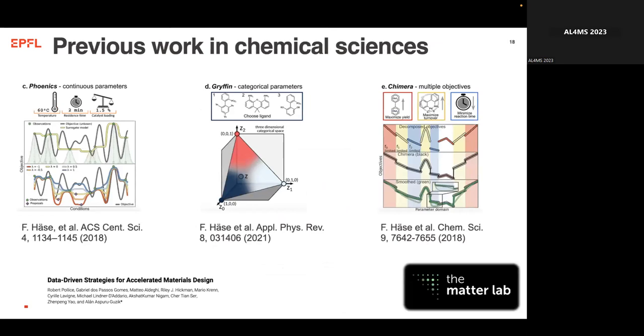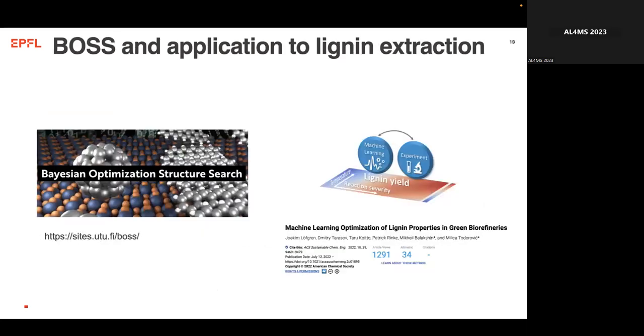In chemical science and chemical reactions, there is lots of previous work, and here I'm just highlighting a few from the Mather lab, where they looked specifically at continuous parameters like temperature, residence time and catalyst loading, or other works like Griffin for categorical parameters or multi-objectives in Chimera. Yesterday, we also learned about BOS and how it was applied to lignin extraction, which was super interesting to see.